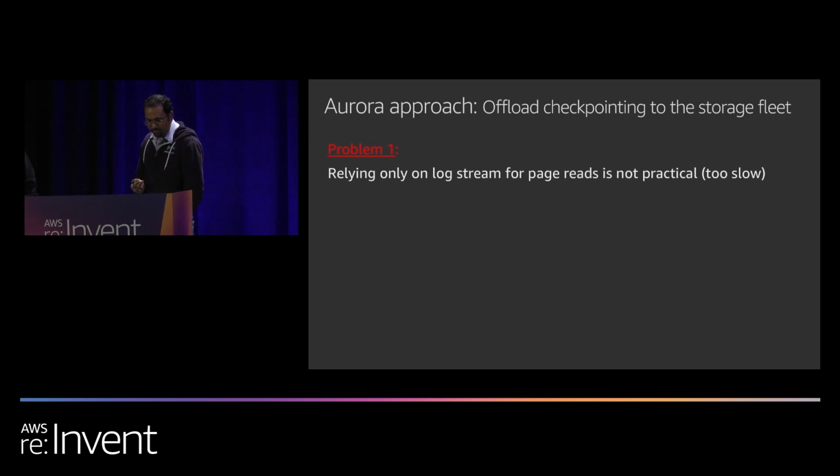So the first problem, right? If we rely only on the log stream for page reads, it's not practical. It's going to be too slow. Why is that slow? Because if you have the log stream from time 0, assume that you have a database that is running for a year, right? So to do any page read, you need to go from time 0. So 1 year worth of logs needs to be replayed. So that's not practical, right? So the solution here is periodic checkpoints. This is what a traditional database also does. Right? It's like mini replays every once in a while.